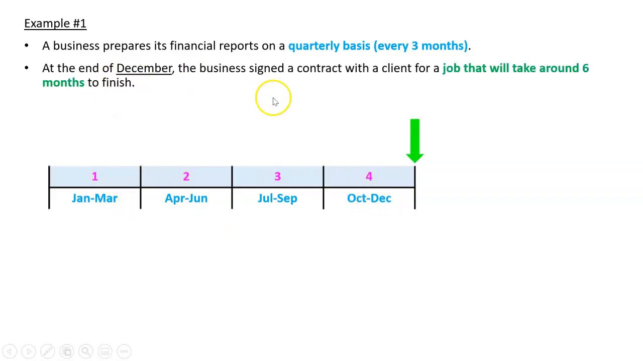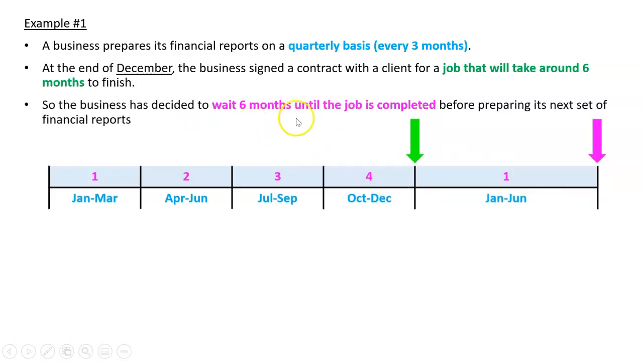However, at the end of December, the business signed a contract with a client for a job that will take around 6 months to finish. So what they've decided to do is, if we sign the contract here, we're not going to finish that job until another 6 months. So what we will do is prepare our next set of reports then. Makes sense? We'll finish the job then. So I will wait 6 months and record it and prepare all our financial reports then. Is this the correct decision?